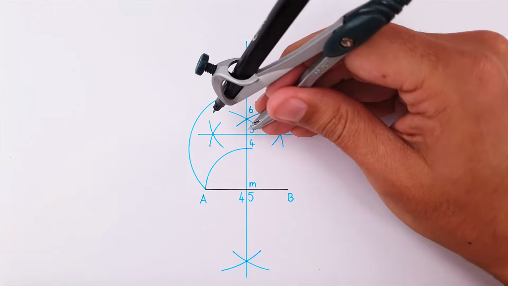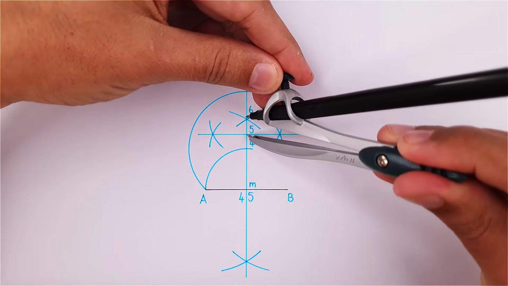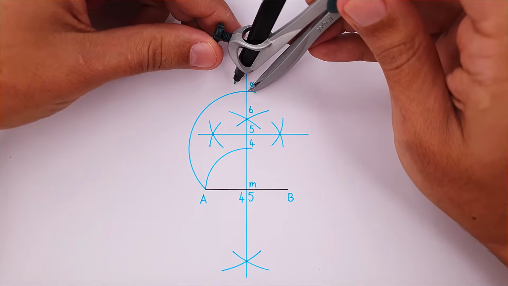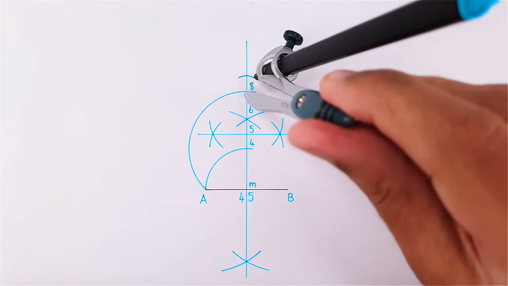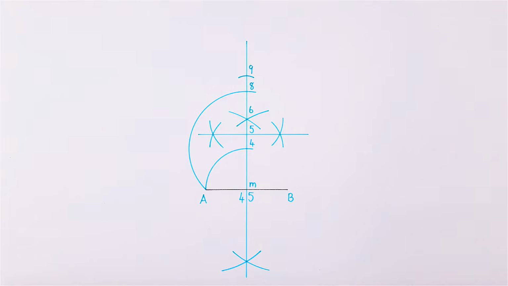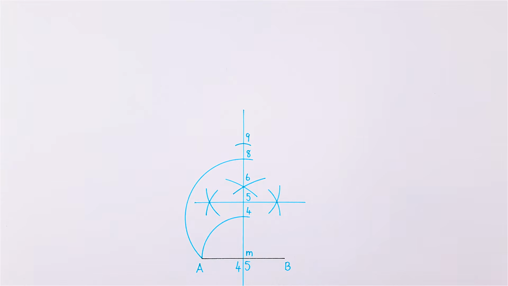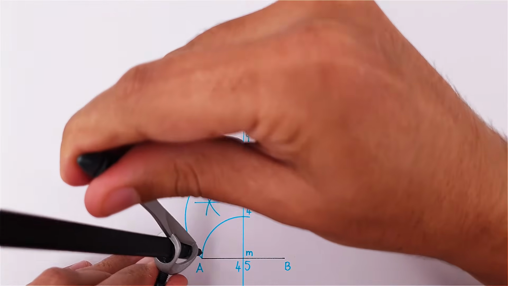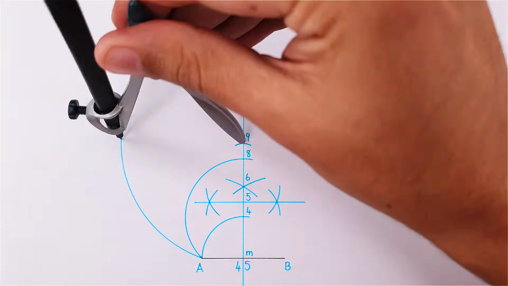Measure the distance between point 5 and 6. Transfer that distance from point 8 along the perpendicular bisector. This gives you point 9. Place your compass on point 9 and adjust it to point A. Draw the required circle. This is the circumcircle for the nonagon.